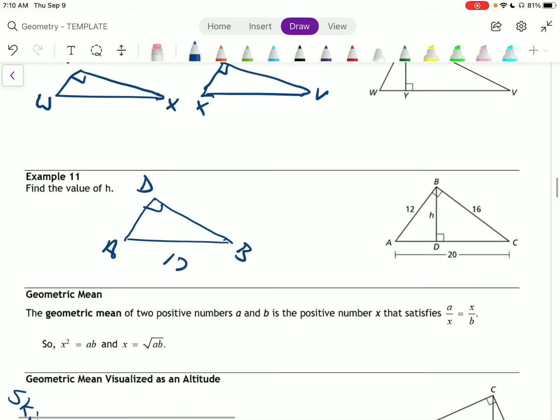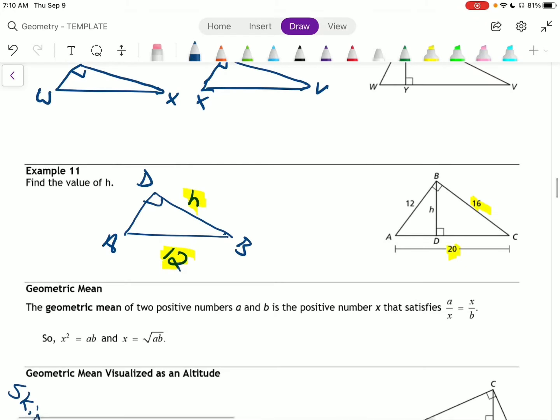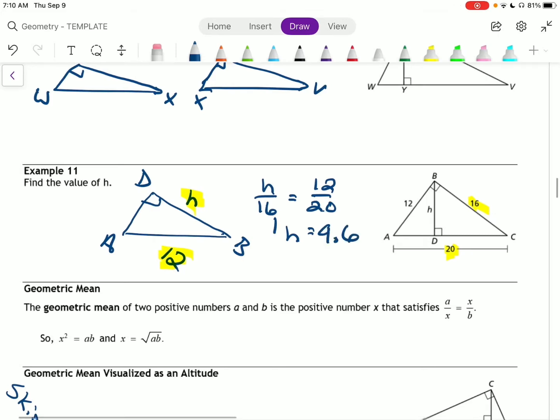Well, AB is 12. We don't know what DA is. We know what DB is, though. DB is H. And that's all we need. We have H in 16, 12, and 20. So H over 16 equals 12 over 20. Solving that, let me type that in the calculator, 12 times 16 divided by 20, 9.6. There we are.